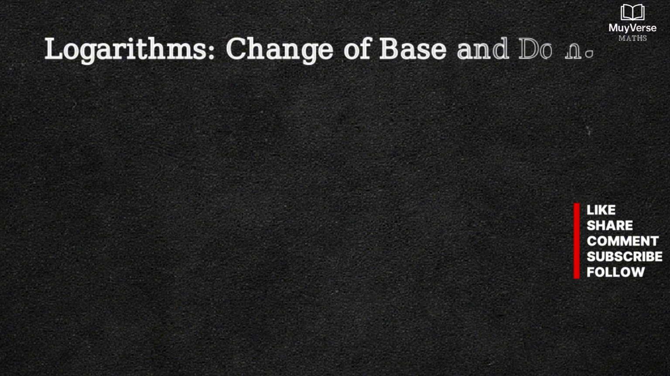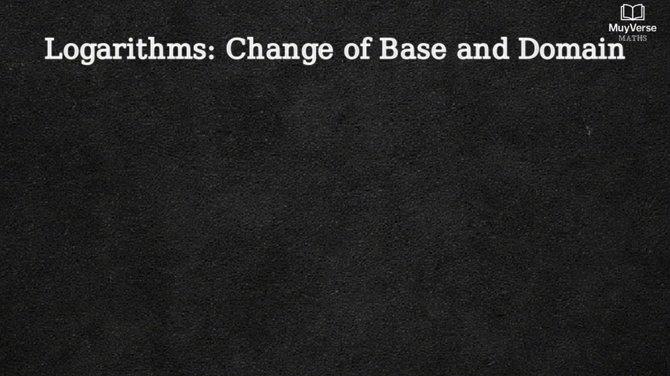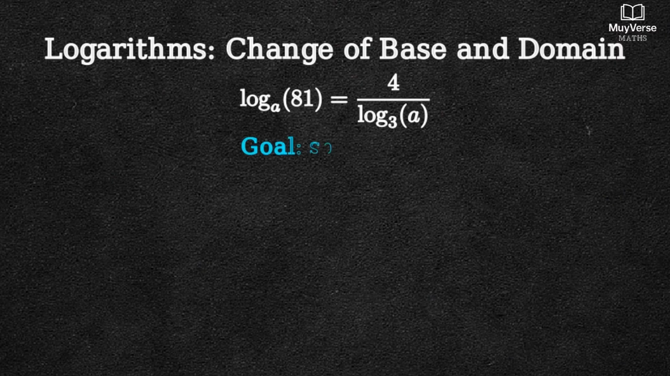Welcome! In this quick lesson, we solve the logarithm equation log base a of 81 equals 4 over log base 3 of a, and we explain why it works for its whole domain. Then we'll also solve a very common alternate version that yields specific numbers. Here is the problem. We must find the value or values of a satisfying the equation.